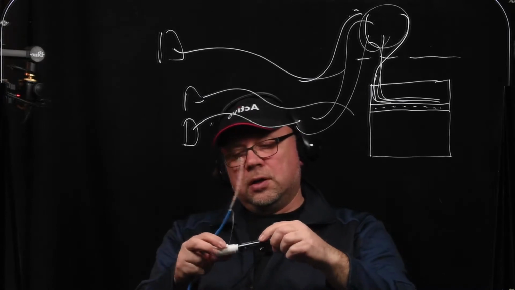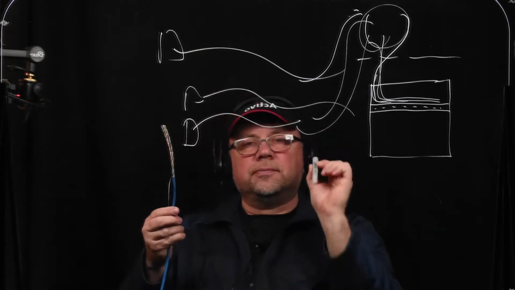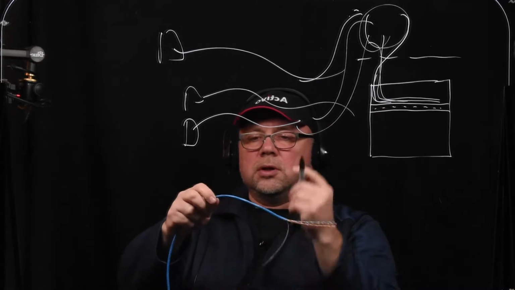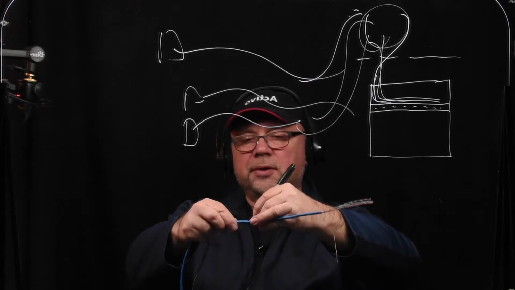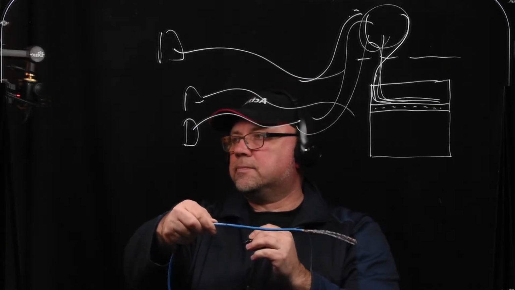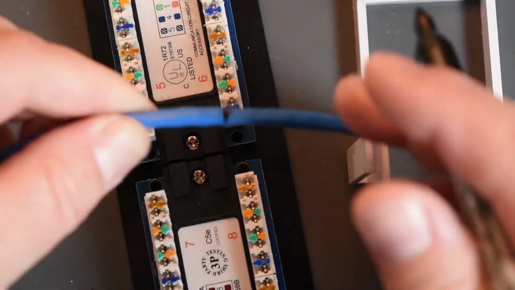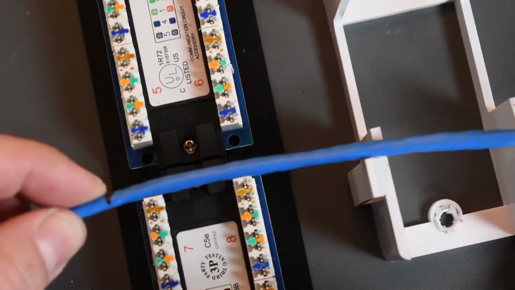So this is where the Sharpie comes in, a permanent marker. What we're going to do is make a little mark on that, just a little mark. Do I need to show that? Here, I just made a mark on this, and this is how far I'm going to strip the wire.